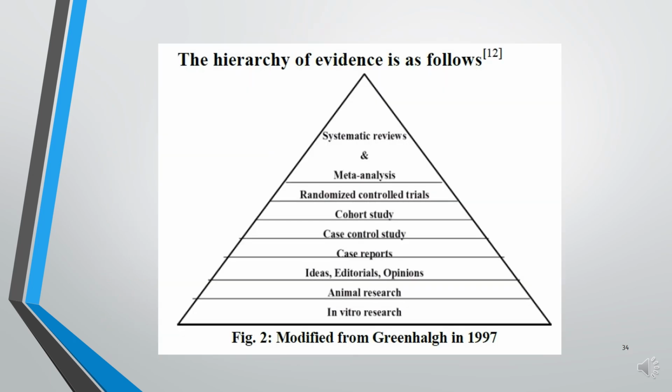Hierarchy of the evidence. From the bottom, in vitro research is considered less than animal research, then editorials, case reports, case controls, cohort studies, then randomized controlled trials, systematic reviews and meta-analysis. So the top one is systematic review. Whatever conclusions come from systematic reviews are widely used.